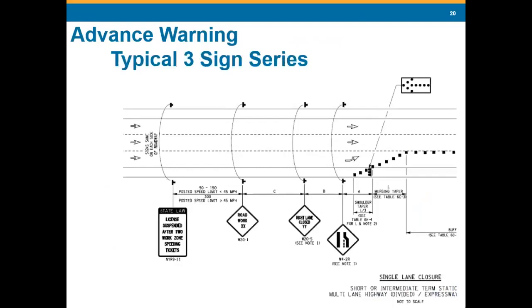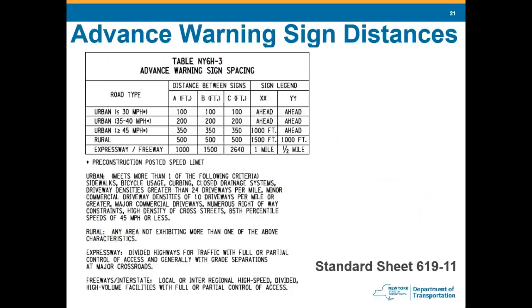And I know you're wondering, okay, Suzanne, you're saying that there's 3 signs, but where's this coming from? This is coming from a different place, but that needs to be there also. We talk about that a little bit later. It's not considered part of the 3-sign series. Advanced warning signs. This is where those ABC distances come from.